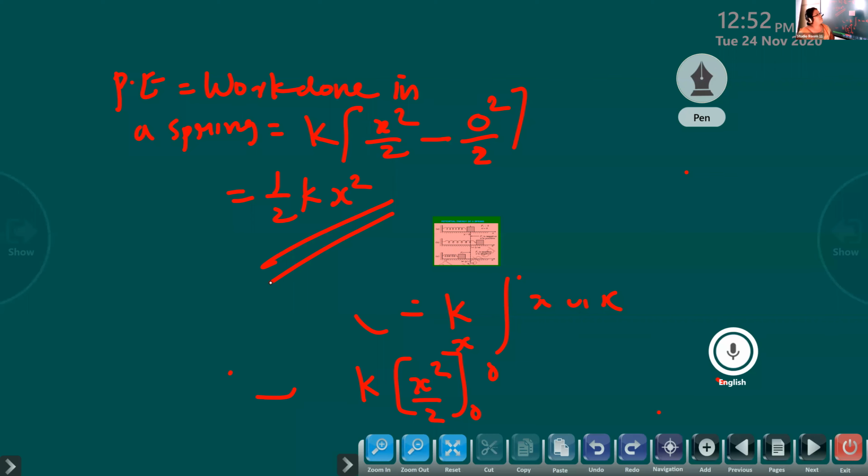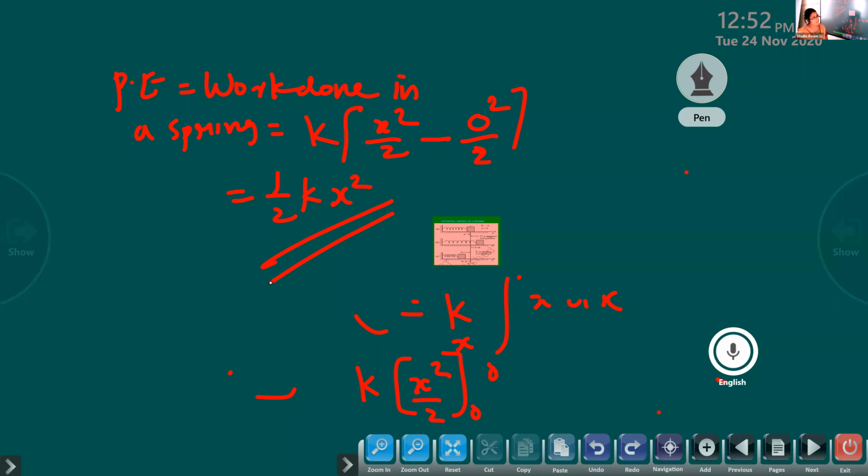Half kx square. Once the spring is stretched and remaining at that position, whatever work is done will be stored in the spring itself. So that is how it became potential energy. So the potential energy of the spring is half kx square.